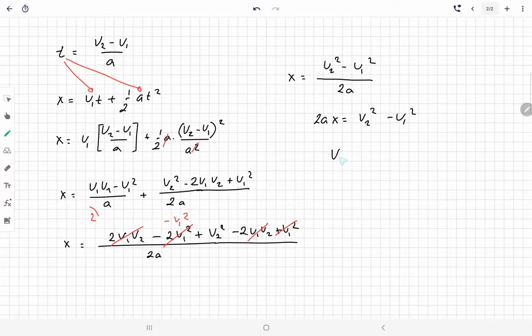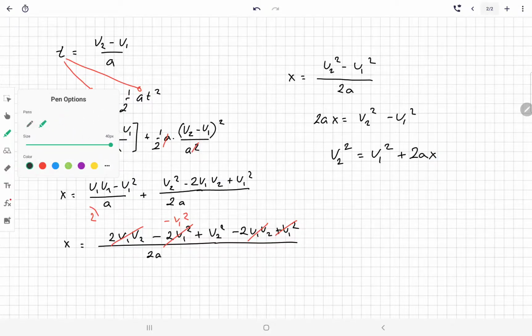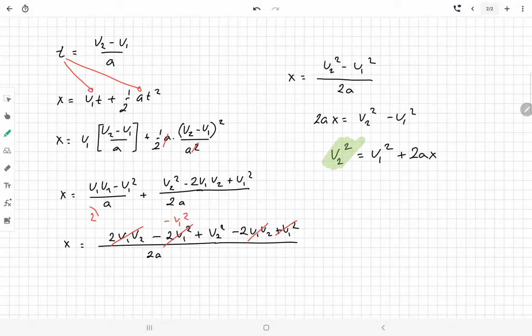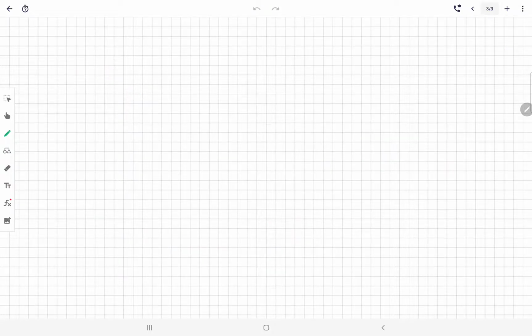Or we can write it in this way: v final square equals v initial square plus 2ax. So this will be our final equation formula for the motion with constant acceleration.